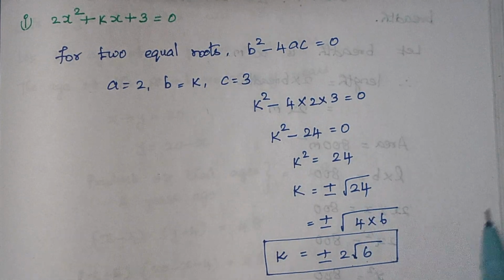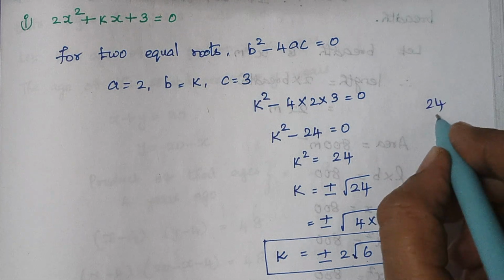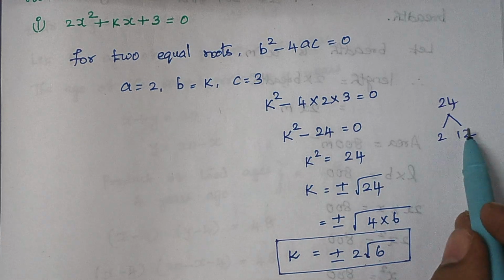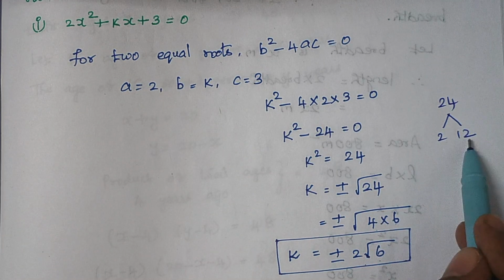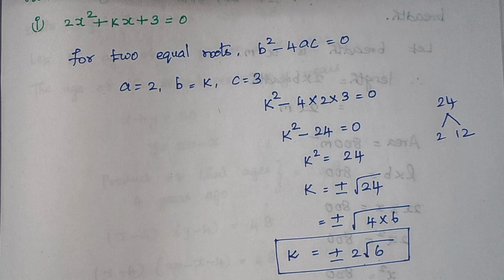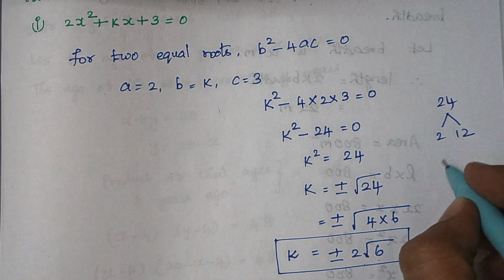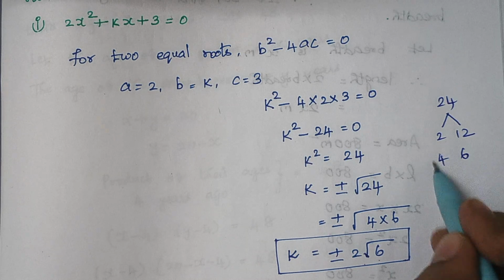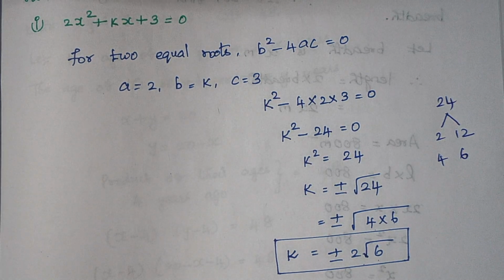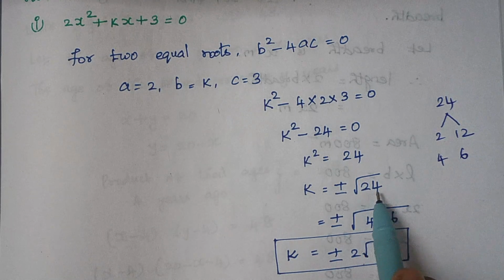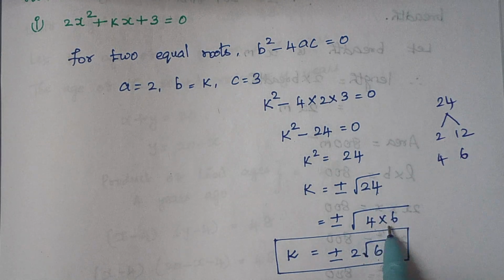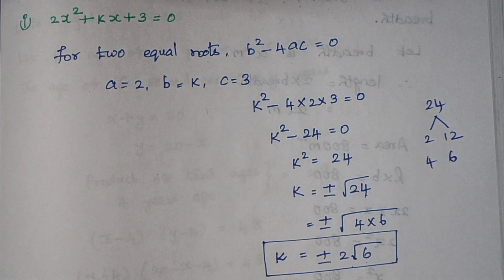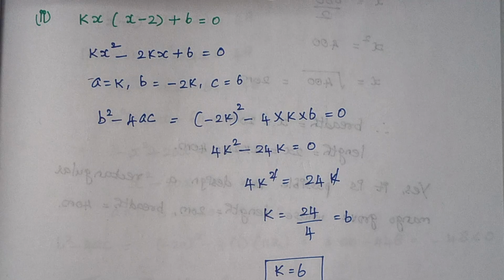In case of 24, it can even be written as 2 into 12, right? But the square root of 2 and square root of 12, we don't have a perfect number. Therefore, we are writing the value of 24 as 4 into 6, thereby we can make the square root of 4 as 2. That's why we are selecting 24 as the product of 4 into 6. Now, the first problem gets over. We'll proceed with our second option.